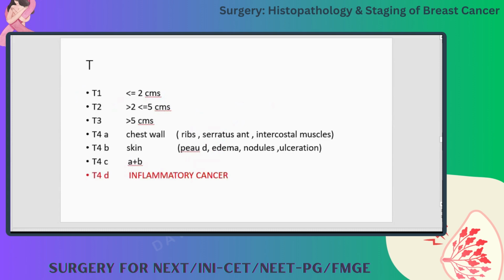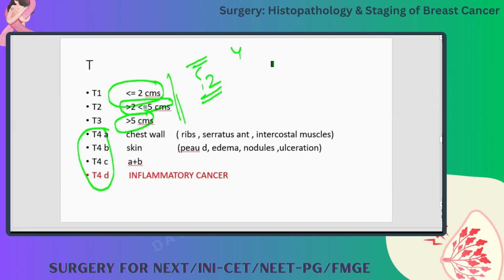So tumor, node, and mets. T1 is less than 2, 2 to 5 is T2, more than 5 is T3. So it is T2, as 4 centimeters is given. T4 is again divided into A, B, C, D. A is chest wall. B is skin. C is A plus B, if both chest wall and skin are involved. D is inflammatory cancer.